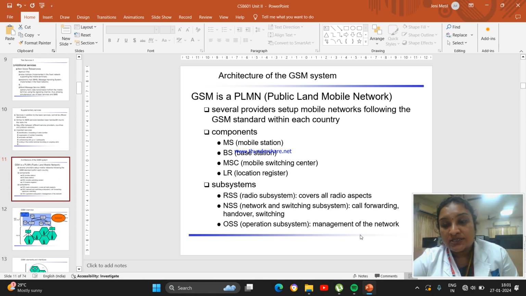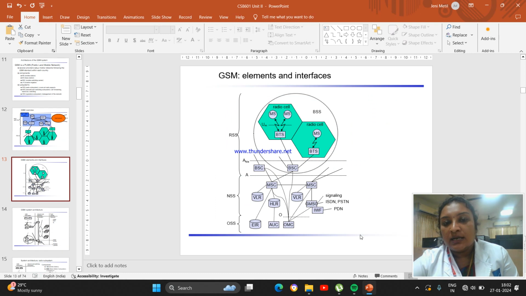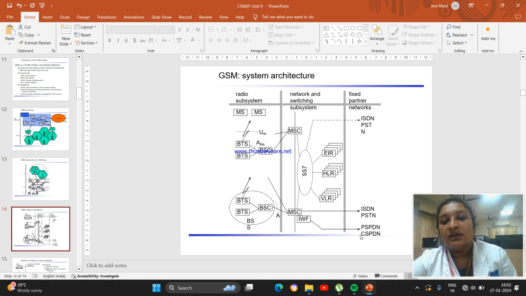The architecture of GSM is a public land mobile network. We have different components like the mobile station, base station, mobile switching center, and location register. We have several systems like RSS, NSS, and OSS. These are the overview. We have the NSS, RSS, and OSS along with the fixed network. The BSC is the base station controller, and these are the different elements interfacing with the radio cell, along with the mobile station and the base station. This is the separation of the radio system, network and switching system, and fixed network. These are the BTS and HLR available.